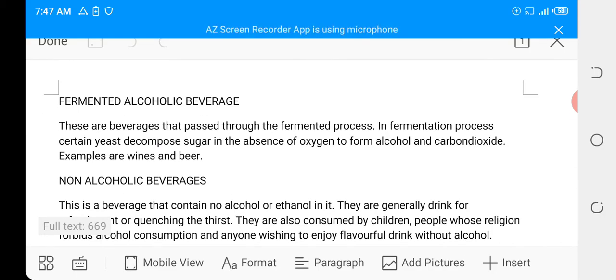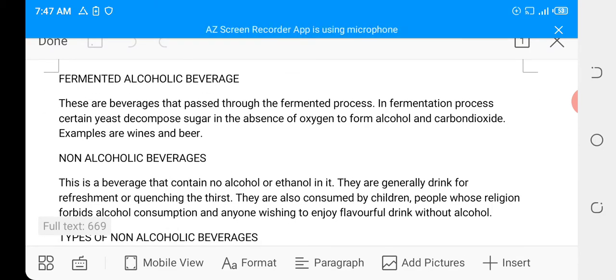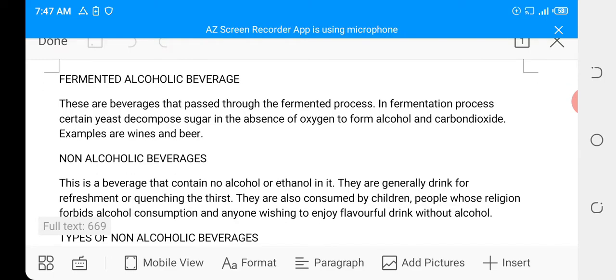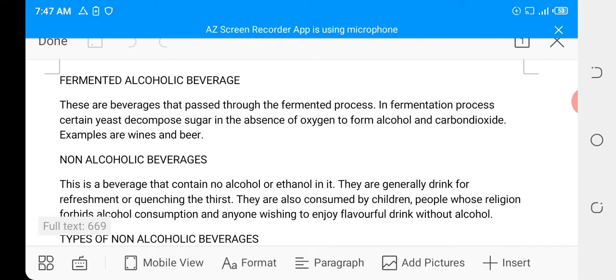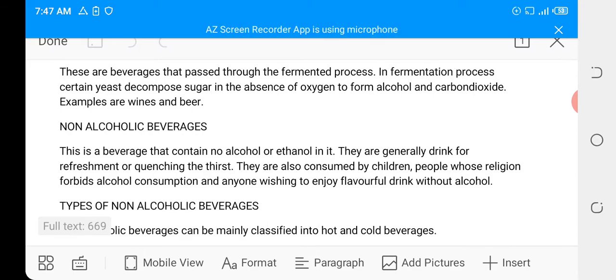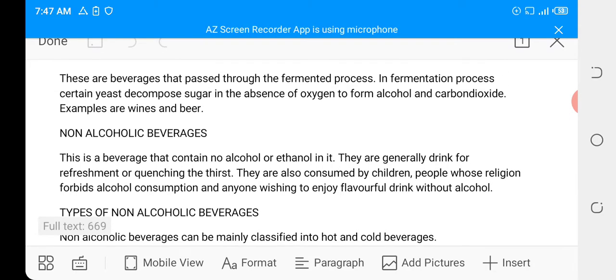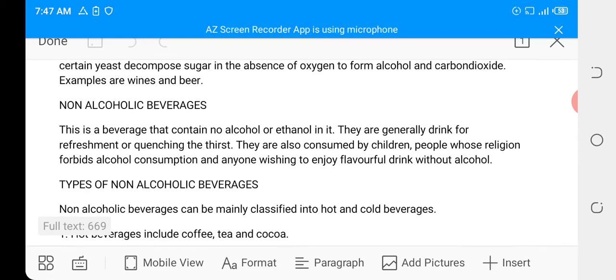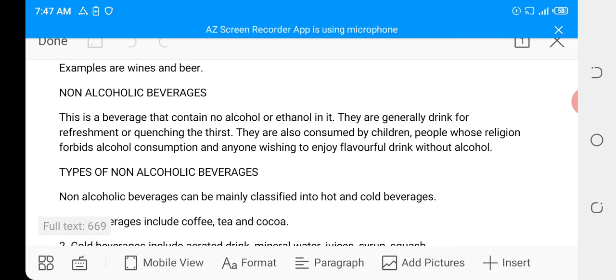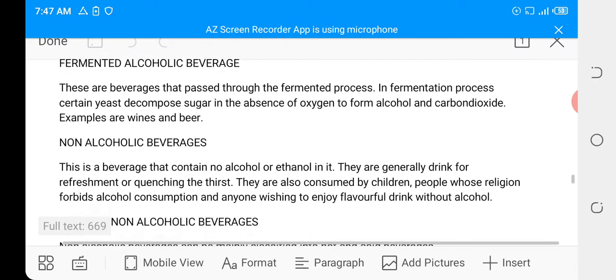In the fermentation process, certain yeast decompose sugar in the absence of oxygen to form alcohol and CO2, that is carbon dioxide. Examples of fermented alcoholic beverages include wines and beer. Having discussed the alcoholic beverages, we move on to the non-alcoholic beverages. This is a beverage that contains no alcohol or ethanol in it.